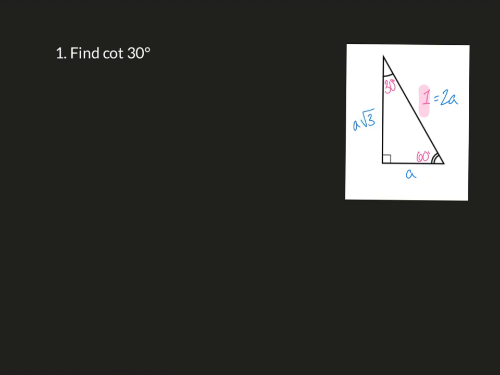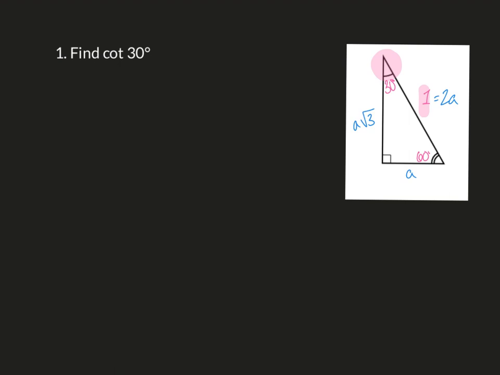So to actually solve this, to find the cotangent of 30, first of all, I know that my theta value is going to be 30. So I am going to be dealing with this angle up here. So what I'm going to do is I am going to label all of my sides, either hypotenuse, adjacent, or opposite.